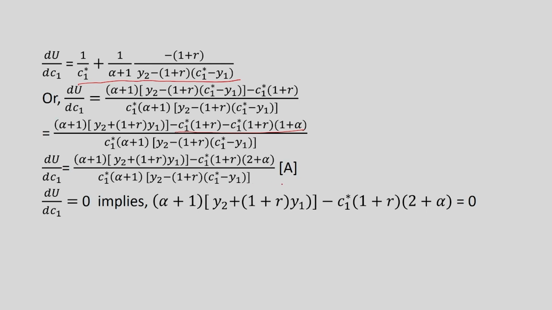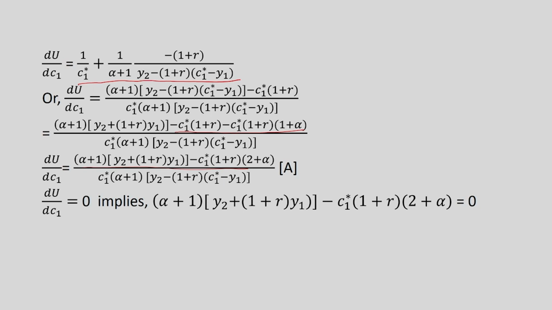And in the next stage I have simplified this by taking C1 star common from the second and third terms. So, it becomes (alpha plus 1) multiplied by y2 plus (1 plus r) multiplied by y1, whole thing minus C1 star multiplied by (1 plus r) multiplied by (2 plus alpha), and the denominator is C1 star multiplied by (alpha plus 1) multiplied by y2 minus (1 plus r) multiplied by (C1 star minus y1). Now, we know that C1 star is a stationary point.